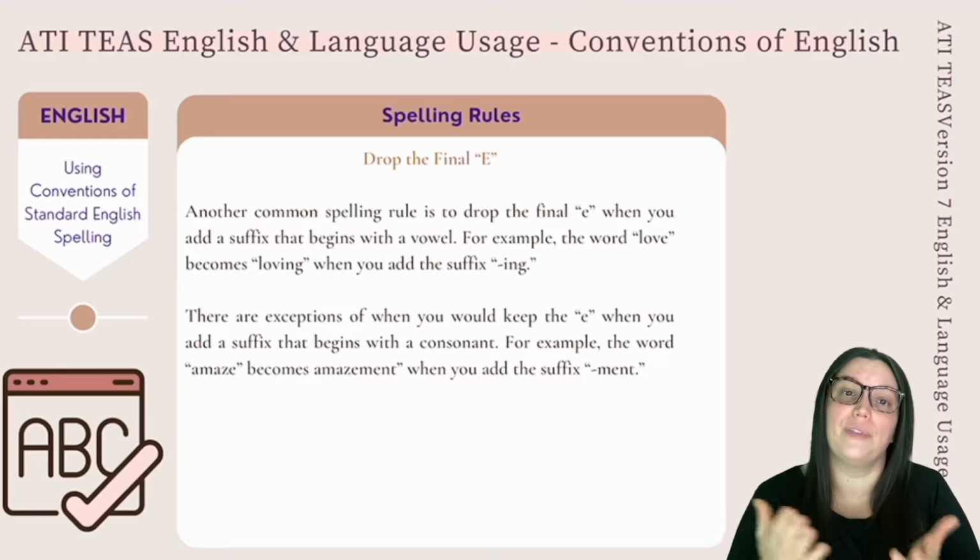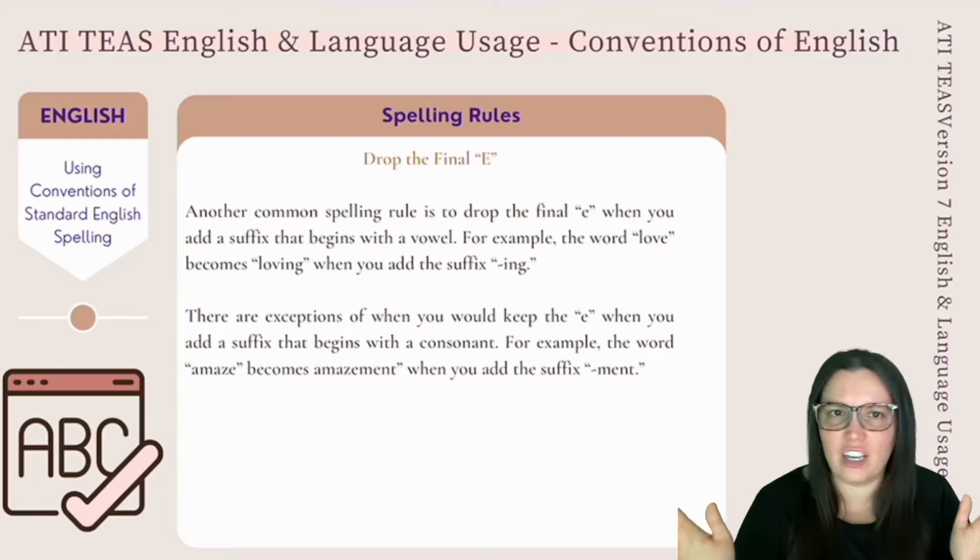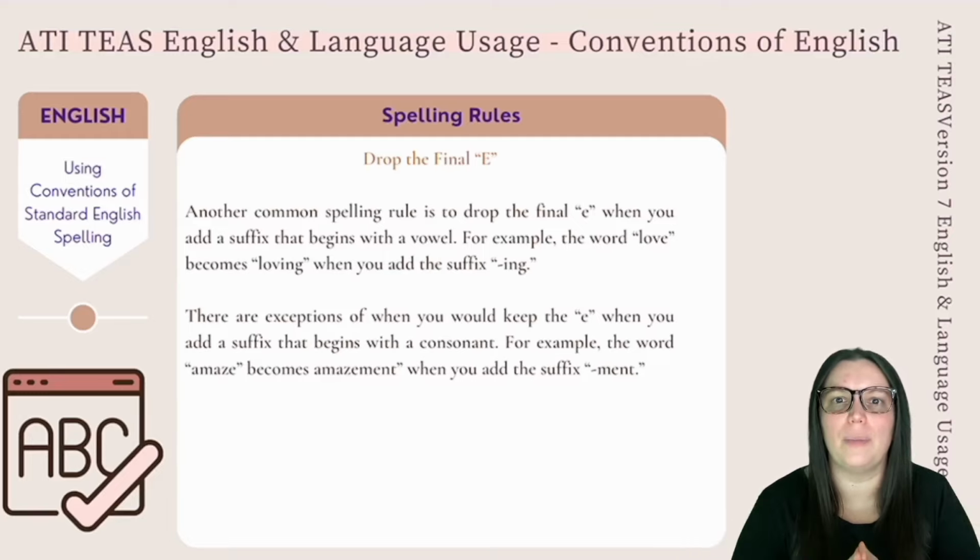Next, we have drop the final E. Another very common spelling rule is that we drop the final E when you're using a suffix that begins with a vowel. So that's A-E-I-O-U. So for example, the word love becomes loving, L-O-V-I-N-G, because, as we know, the suffix ing begins with a vowel.